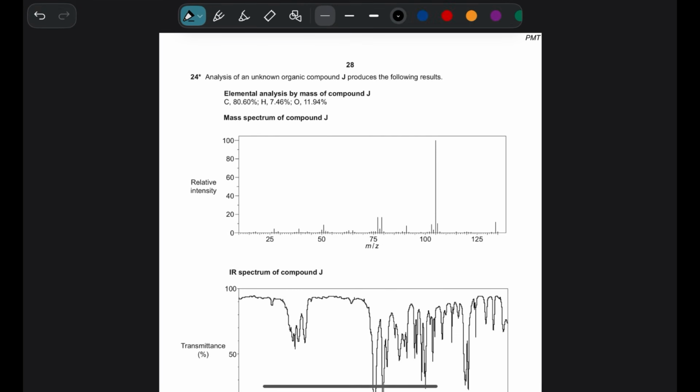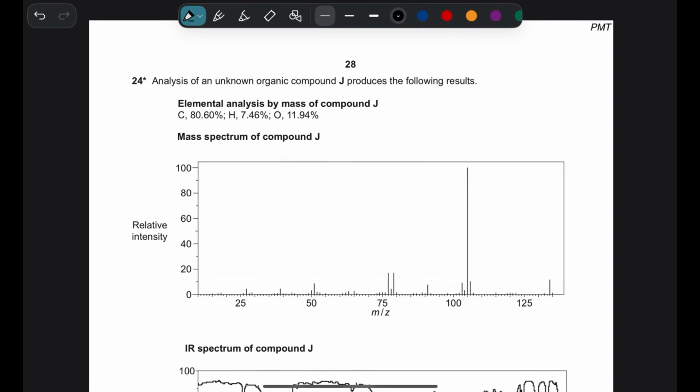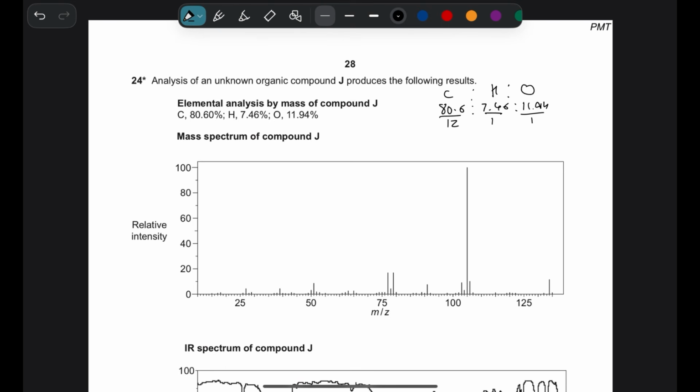Okay, this is literally about as hard as it gets for an A-level chemistry question. So we are going to go through every single step of it. Cool. So we'll start with elemental analysis. So I might try and guess a way of doing it on here. But literally, you need the CHO ratio. So use the ratio of all the compounds. 80.6, 7.46, 11.94. And what you need to do is you need to divide it by the MR. So 12, 1, and 16.